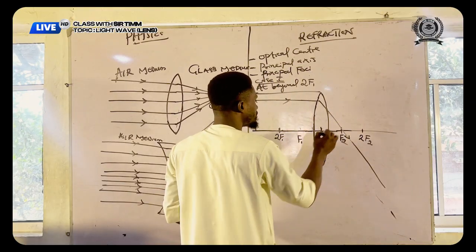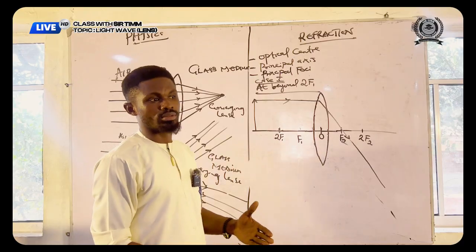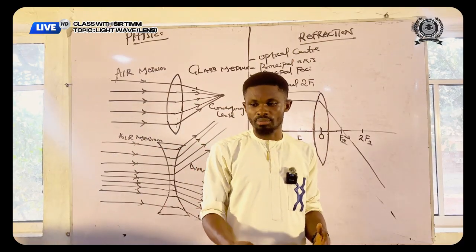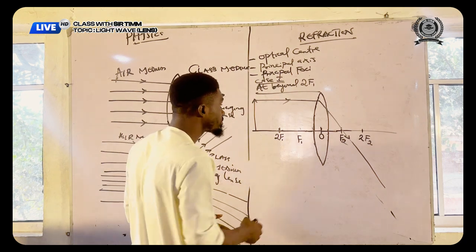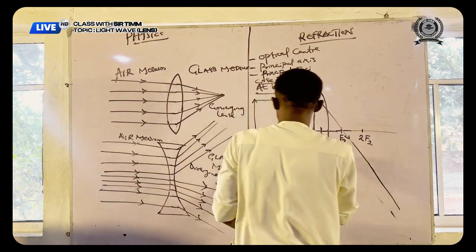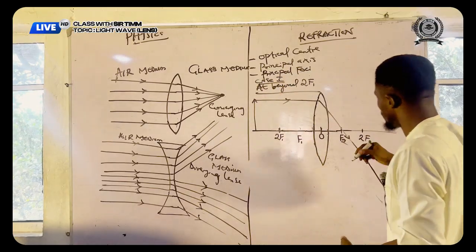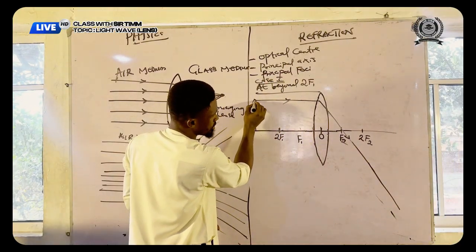So which other one can go? Our intersection will form our image, isn't it? So the second one is a ray of light passing through the optical center. So if I move this ray here, drawing the optical center somehow looks okay.